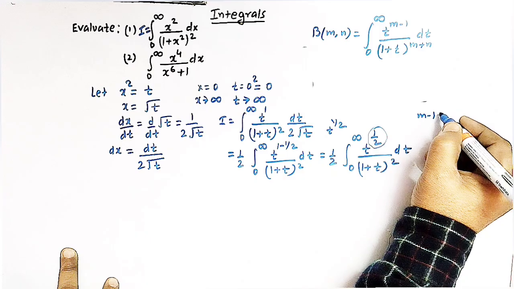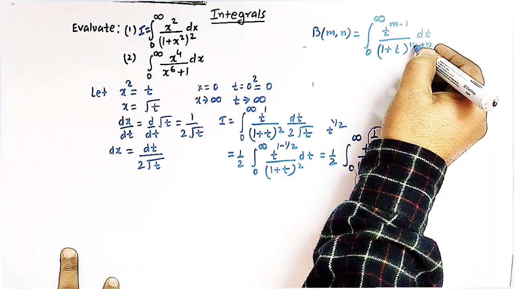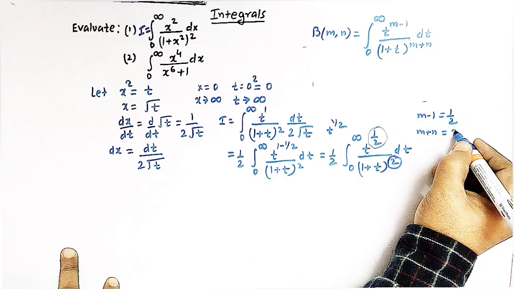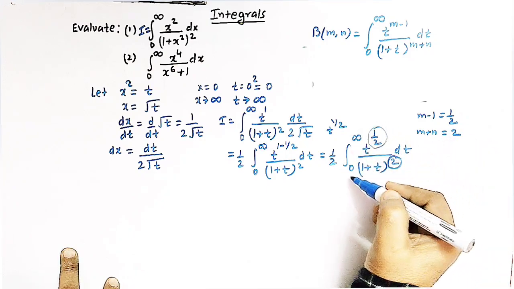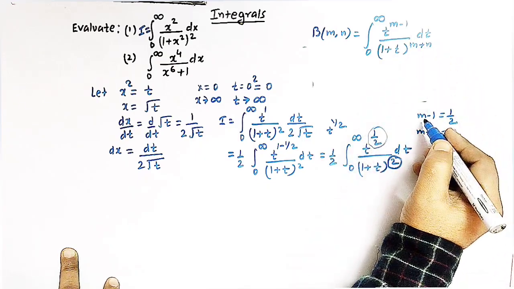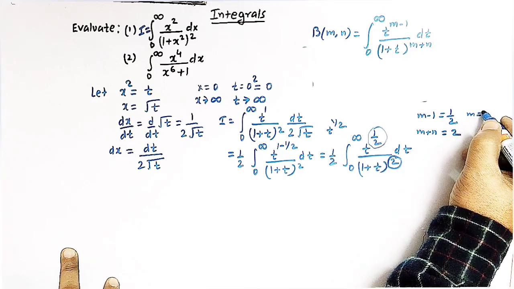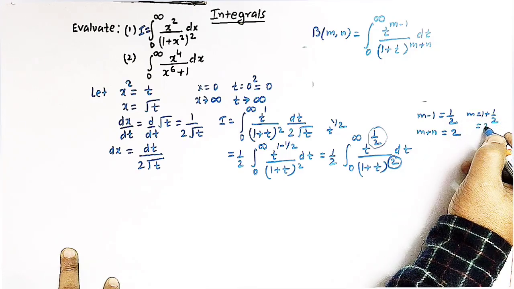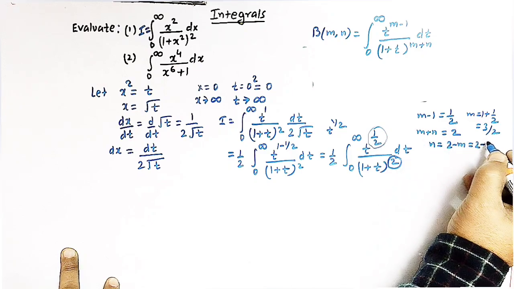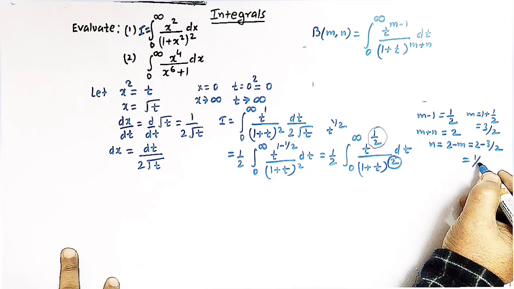So we can write m minus 1 is equal to half, and here we have 2, and here we have m plus n. So m plus n can be equated to 2, right? Because we wish to express this integral like this. So we can solve these two equations for m and n. So m is 1 plus half, that is 3 by 2, and from here n is 2 minus m, so this is 2 minus 3 by 2, that is 4 minus 3, that is half, right?